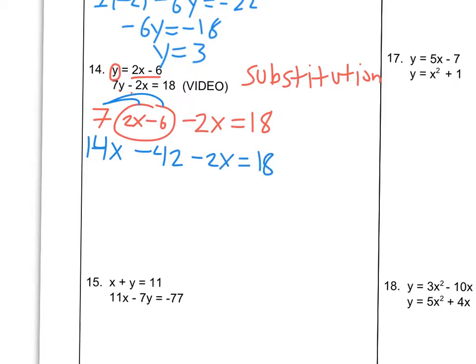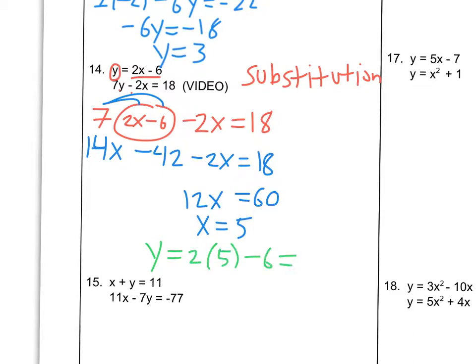I'm going to add 42 to the other side. That's going to give me 60. 14x minus 2x is going to be 12x, and that gets me x is equal to 5. I can plug that back into the other equation. y is equal to 2 times 5 minus 6. 2 times 5 is 10, minus 6 is going to be 4.